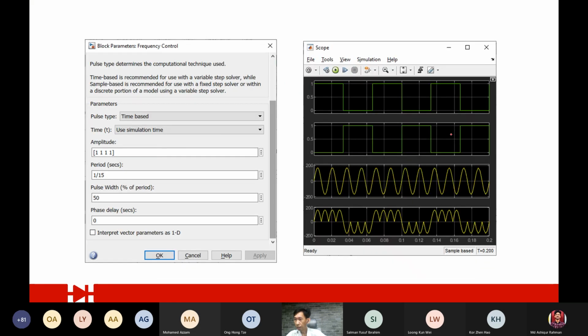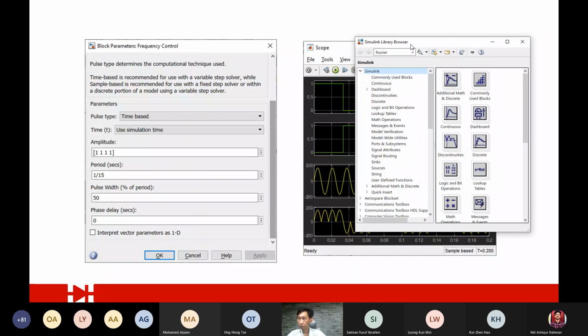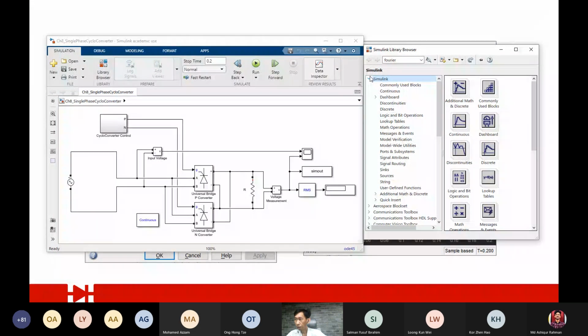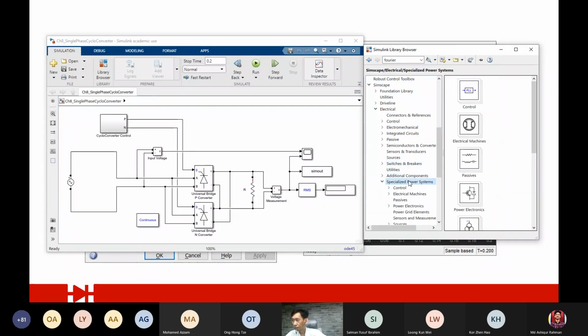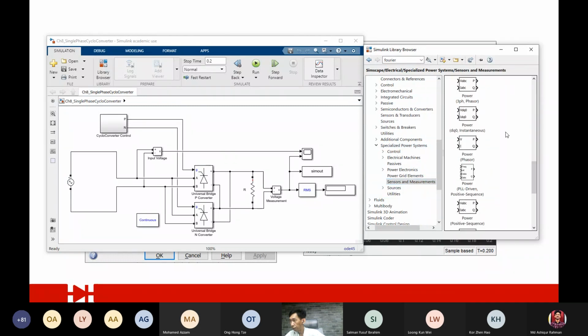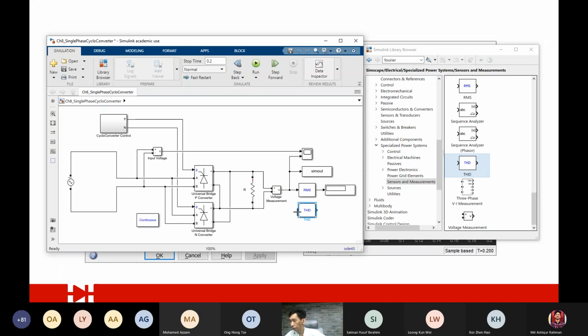So for the single phase, any questions? Hello? Oh, okay. Wait, let me try the THD block on this one and see. So we have the THD block here. Very rarely will you do the FFT, unless it's a research project where you need to look into that detail. Most of the time we will use this block. I think it's under measurement. THD. Okay, here.